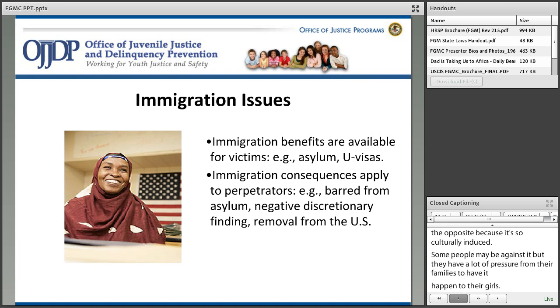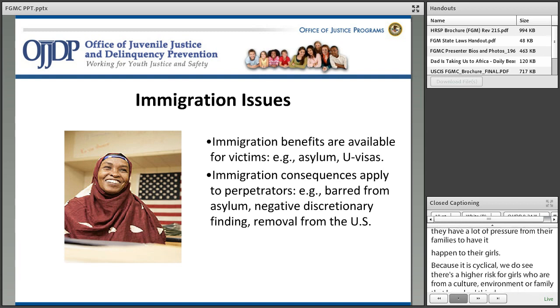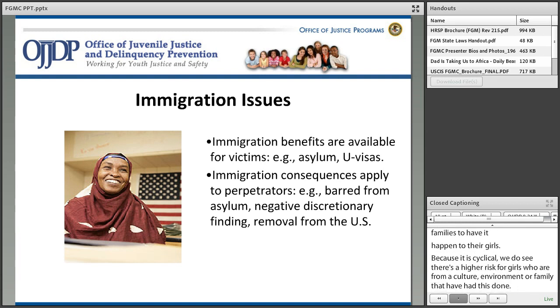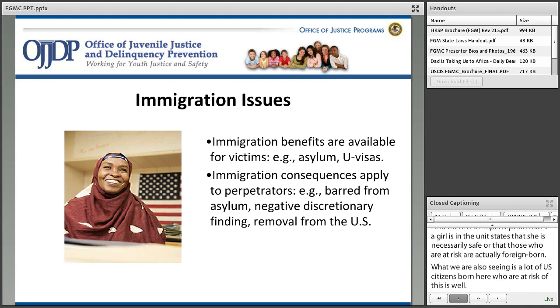Also, there is sometimes a misperception that if a girl is in the United States, that she is necessarily safe, or that those who are at risk are actually foreign-born. But what we're also seeing is a lot of U.S. citizens born in the United States who are at risk of this as well, at risk of being cut here in the United States, and also at risk of being sent overseas as well.